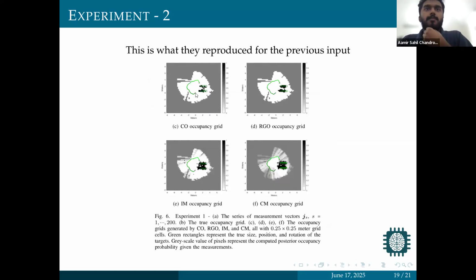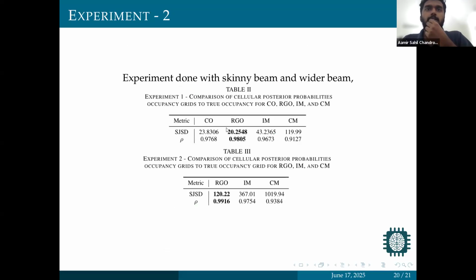From here, they applied their algorithm to recreate using CO and RGO, and the one that they recreated using the equation performed much better than the one where the dependence wasn't considered, and these are the performance metrics for that one.